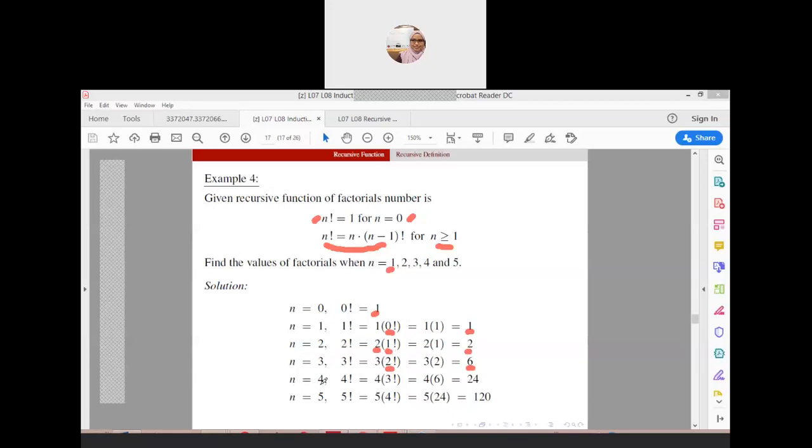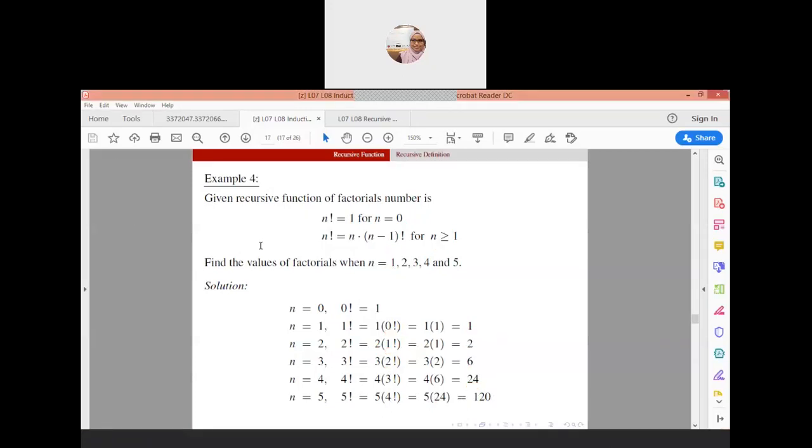Okay, when n is equal to 4, just replace: 4 factorial is equal to 4 times 4 minus 1, which is 3 factorial. So 3 factorial, we got previously, is 6. So 4 times 6 is equal to 24. Okay, for n is equal to 5, here 5 factorial is equal to 5 times 5 minus 1, which is 4 factorial. Then we use the 4 factorial previous information, which is 24, replace it here. So we get 5 times 24 is equal to 120.